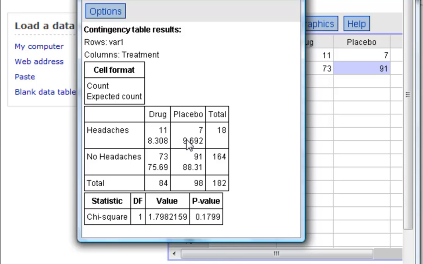Notice that in each one of these cells now it has the expected frequency, so we can do a little bit of comparison between the observed frequencies and the expected frequencies. In this case, our degrees of freedom was only 1 because we had 2 rows and 2 columns. So our degrees of freedom ends up being 1 times 1. And our test statistic is only 1.798. That gives us a p-value of 0.1799.